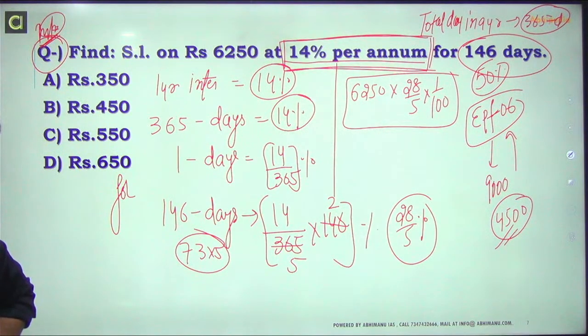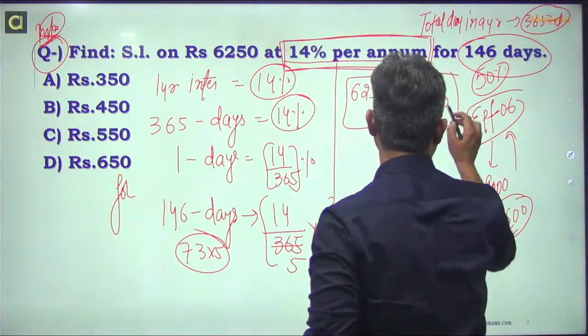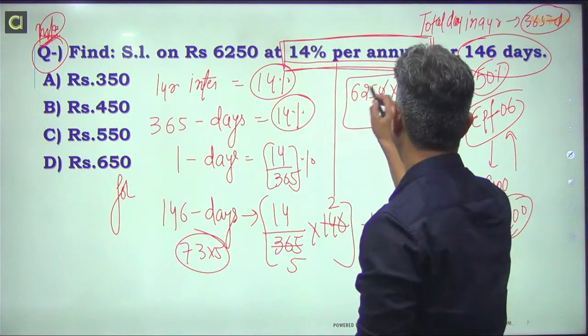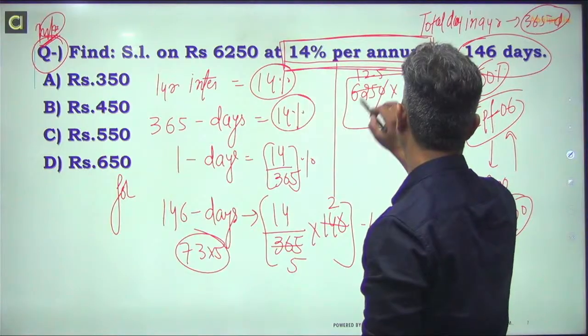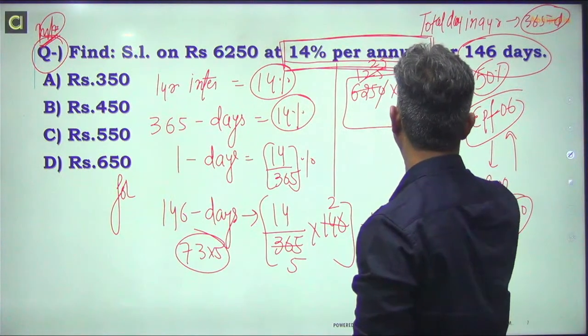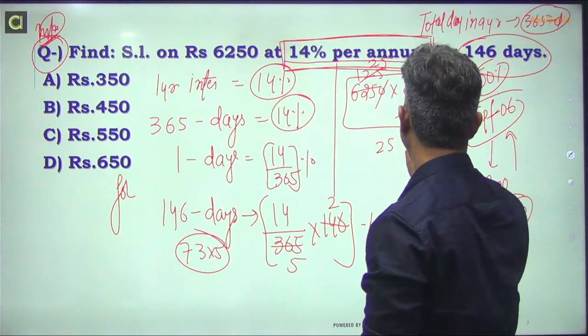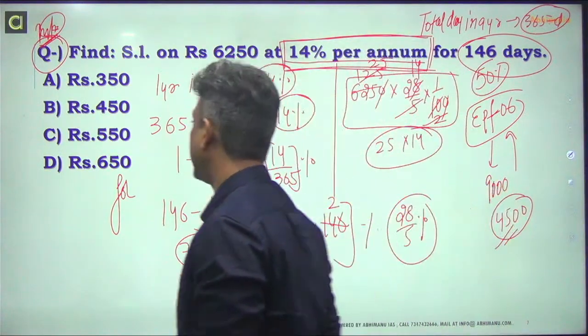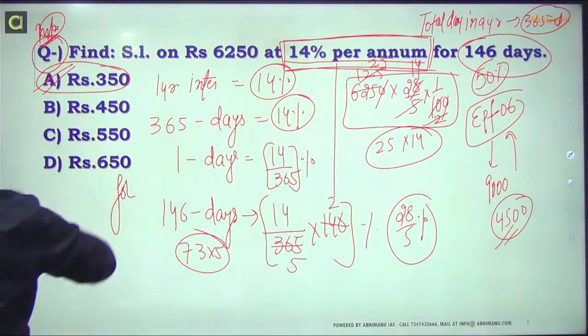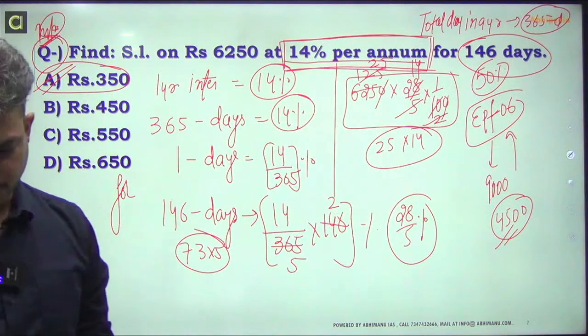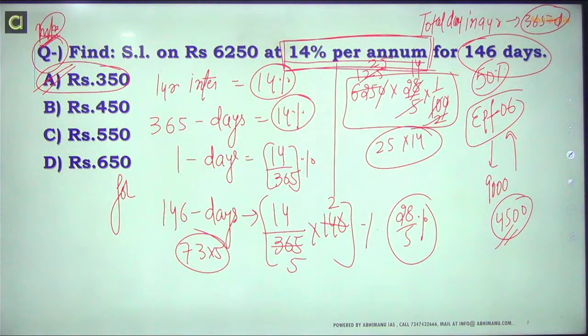Okay. 350. Kamakshi is saying 350. Yes. So 6250 by 5 is 1250, then 1250 by 100 is 12.5, and 12.5 into 28 is how much? 12.5 into 28 is 350. Option number A, 350 is the right answer. Is that clear? The question is clear to all of you? Please tell me. Can we move forward to the next question?